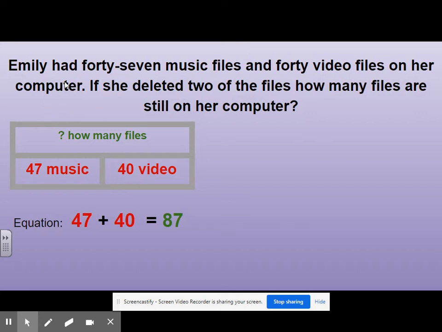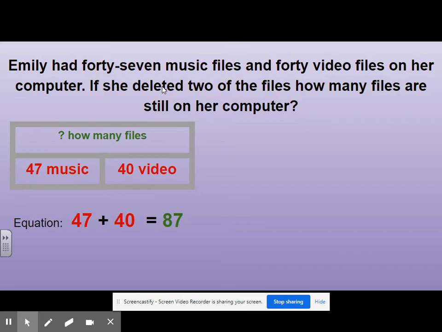What's the next part of the problem? The next part starts here. It says, if she deleted 2 of the files, how many files are still on her computer? I know that deleted means she got rid of them, so we're going to have to take those away, right? So if you could go ahead and write an equation, that's fine.